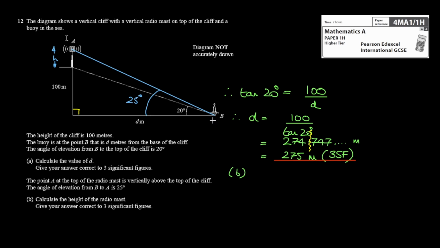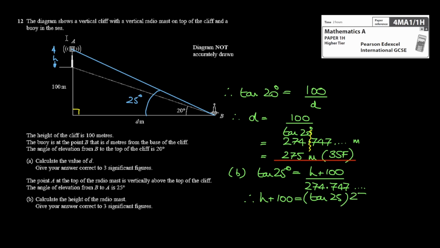We now know the adjacent, at 274.747 metres. So I can set up an equation with 25 and the 100 plus H, the relationship being, again, opposite over adjacent, which is tan. Don't use the rounded up figure, use the accurate result. So therefore, multiplying across, H plus 100 is equal to tan 25 multiplied by 274.747.